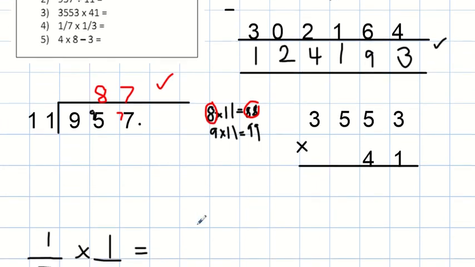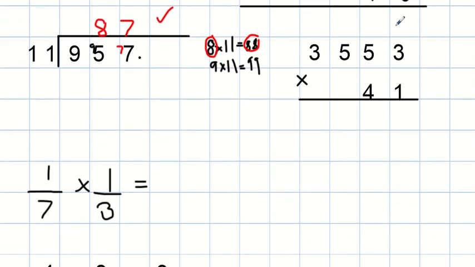Okay, let's have a look at question number 3 then. 3,553 multiplied by 41. So I've set up my column method here for us. And we're going to start in the ones column. We've got to multiply all of the digits by 1. So 1 times 3 is 3. 1 times 5 is 5. 1 times 5 is 5. And 1 times 3 is 3. Now I've multiplied everything by the 1 digit.